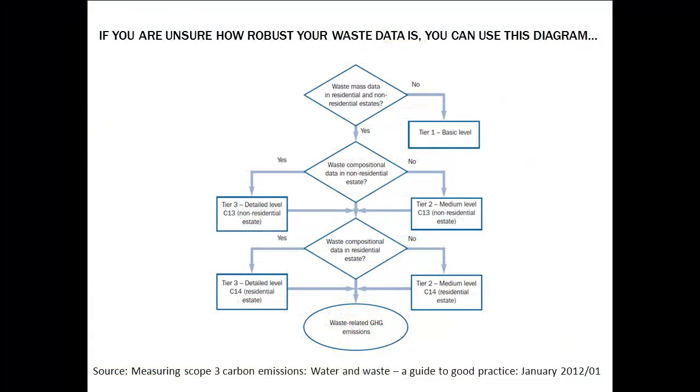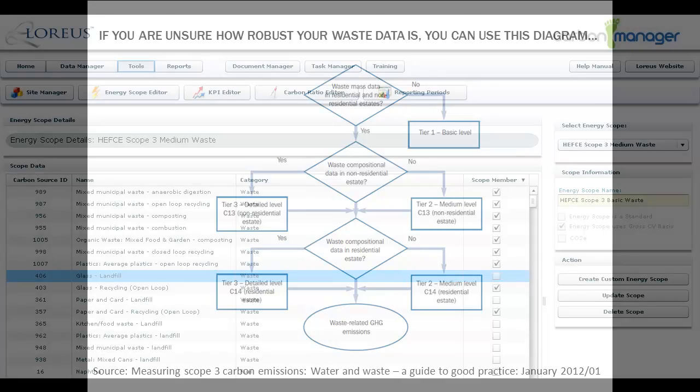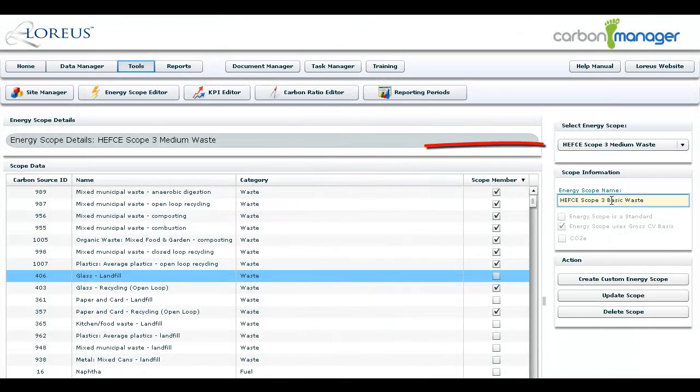If you are still unsure what tiered approach applies to your organisation, you can use this diagram taken from the HEFCE guidance document. This is how to set up your medium or detailed waste scope in Carbon Manager. Assuming that you have already set up a basic scope, select this from the drop-down menu in the top right-hand corner in the Energy Scope Editor menu and amend the Energy Scope name from Basic to Medium. If you have not created a basic scope, create a new scope.